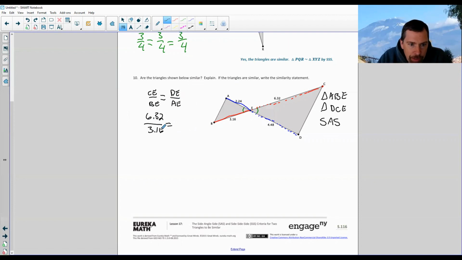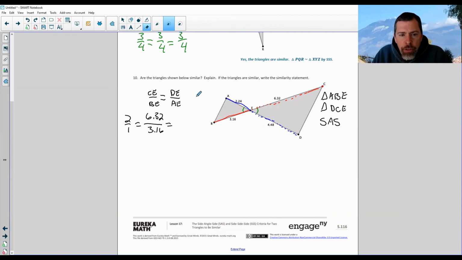3 times 2 is 6, 16 times 2 is 32. This is a 2-to-1 ratio, and I'm going to write that right there. We already know that the scale factor is 2-to-1, or just simply 2. Did I do this wrong? ABE is my pre-image that goes in the denominator. Yeah, it's scaled up, scale factor of 2. I was right. Keep going. Don't question.